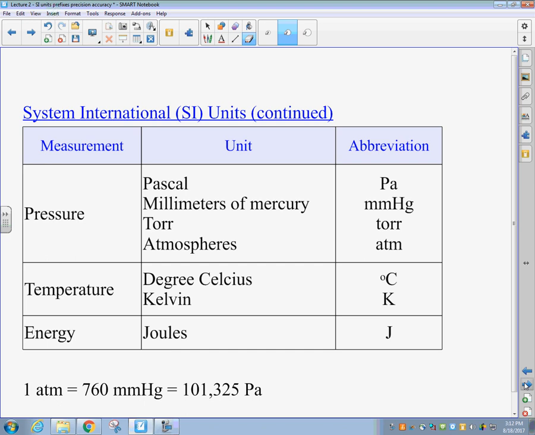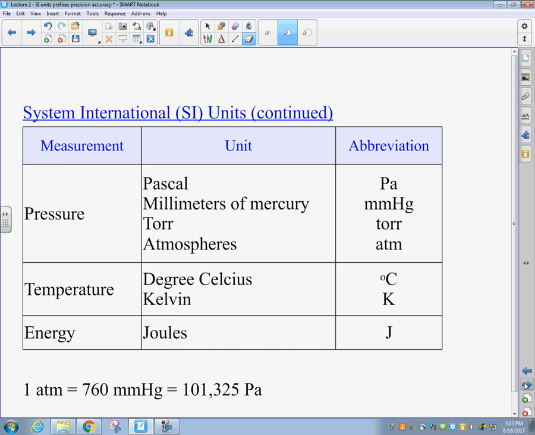The next SI unit that we have listed here is temperature. Temperature is measured in degrees Celsius. Notice the degree symbol next to the capital C for its abbreviation, or measured in Kelvin units. Kelvin does not have a degree symbol next to it. It is just simply the capital K.